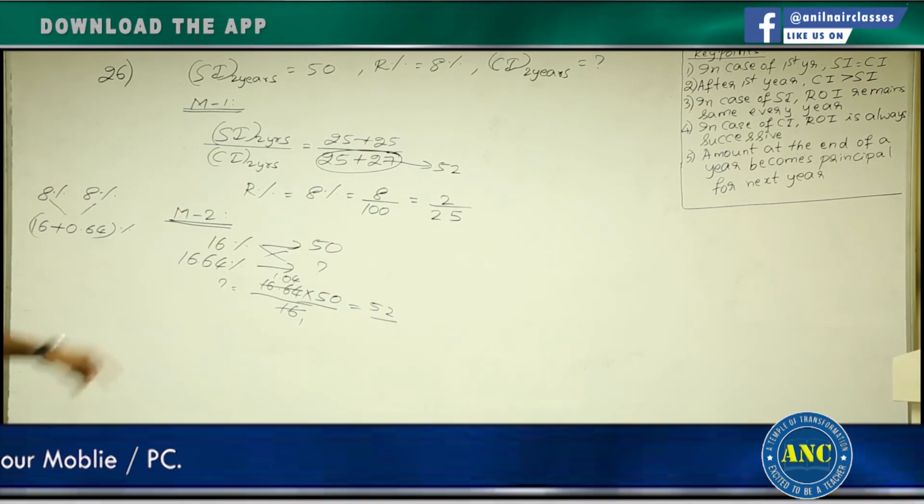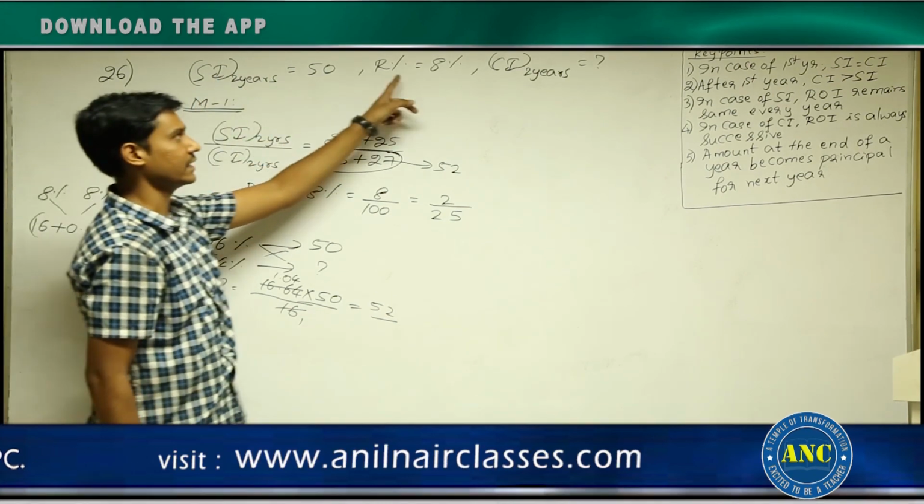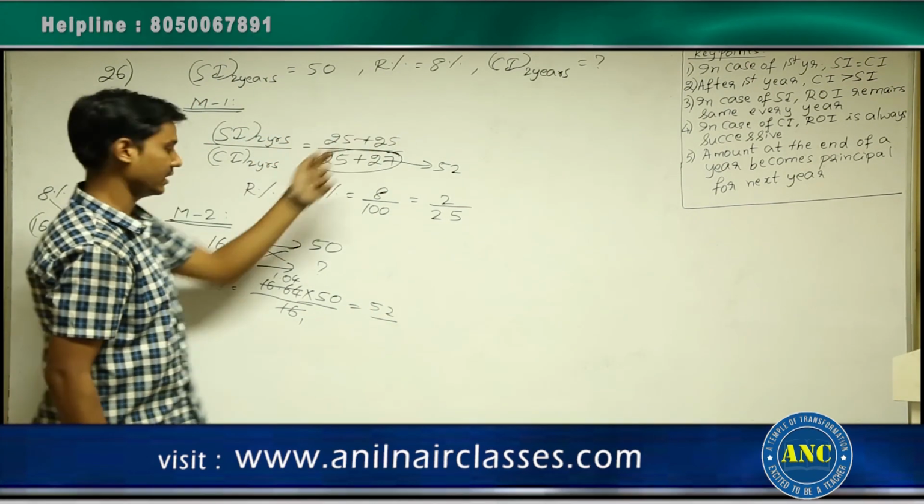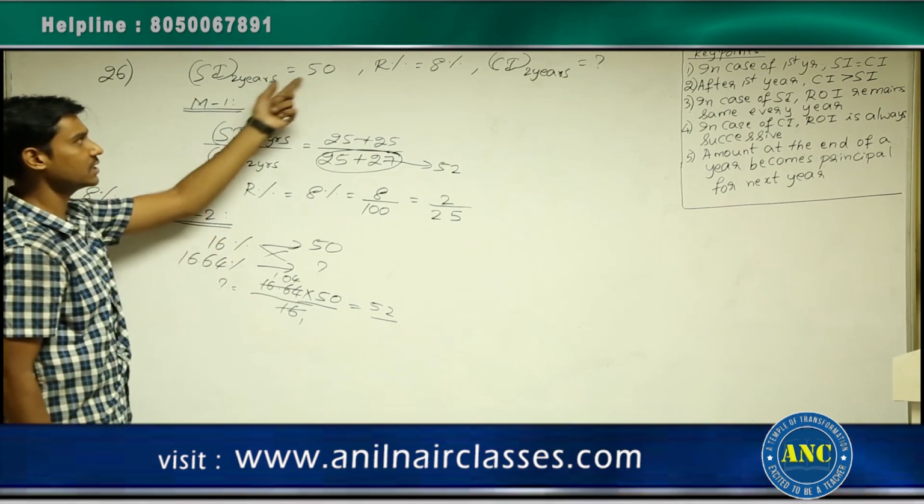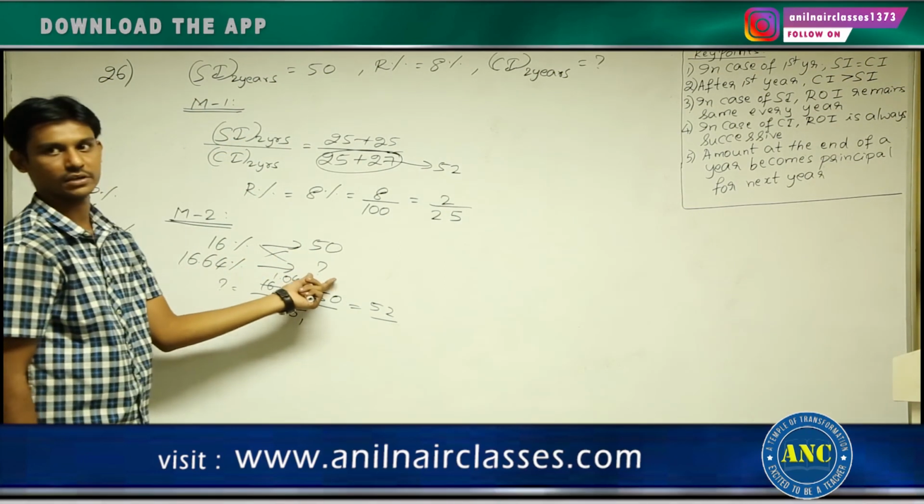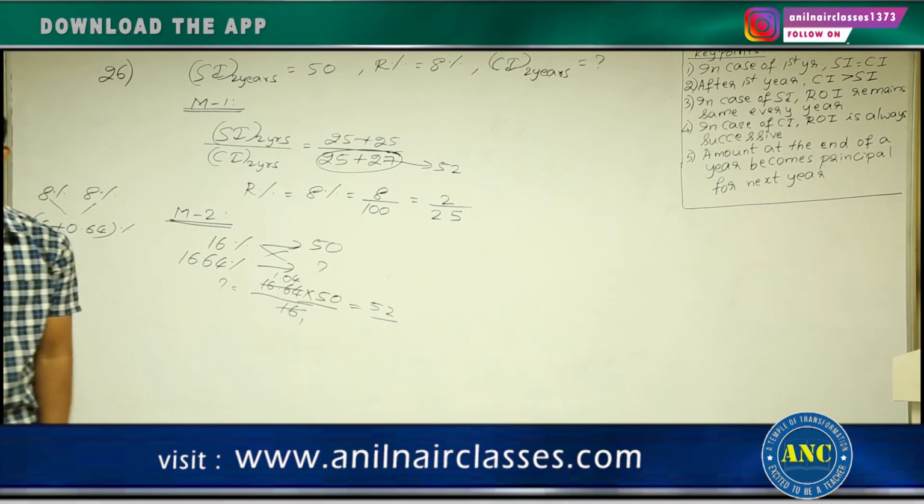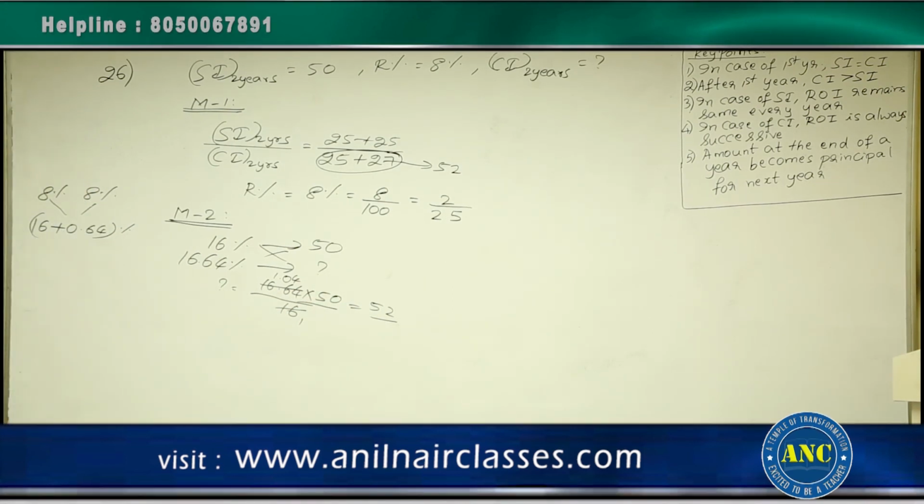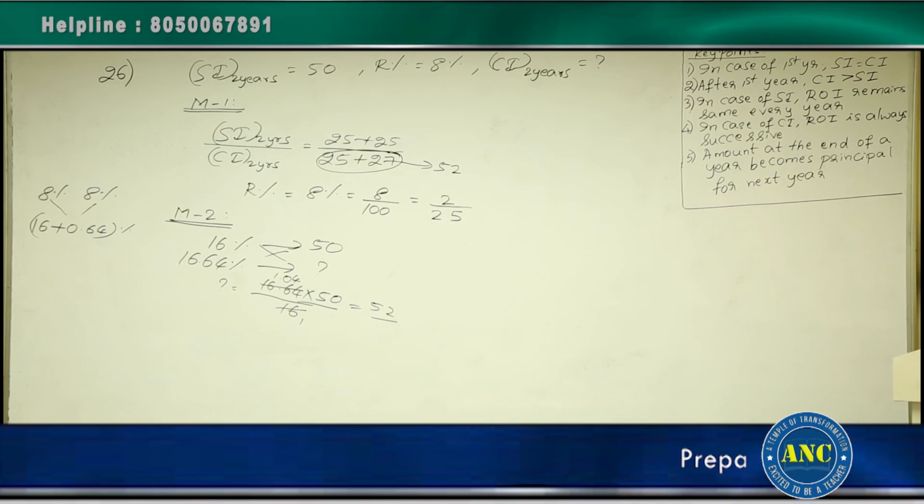Understanding? In case of SI, rate of interest is same every year. 2 years 8%, 16%. 16% is giving you 50 rupees extra. 16.64% should give you how much extra? Cross multiply, you will get the answer. Over. Understood the approach, everyone?